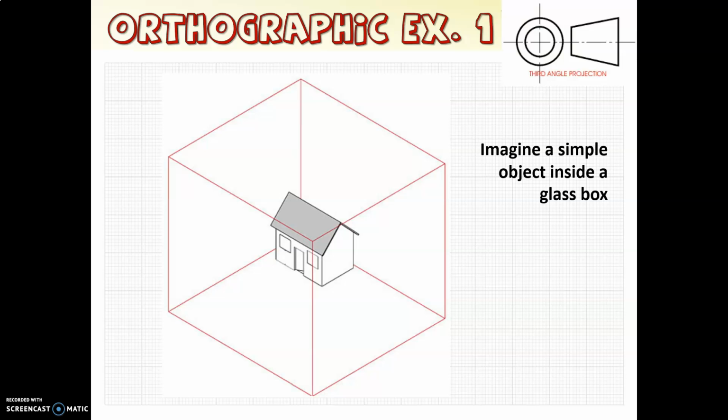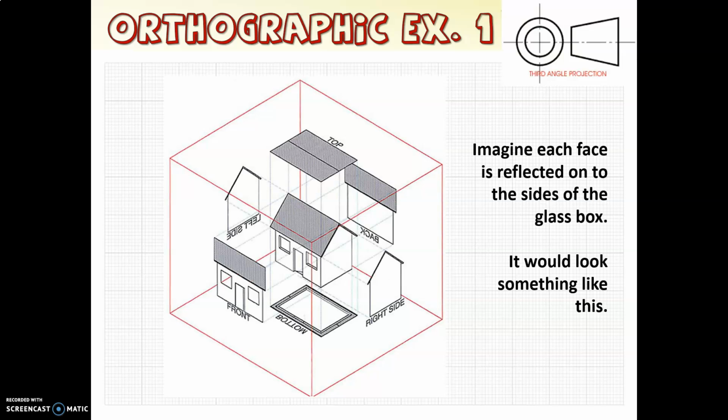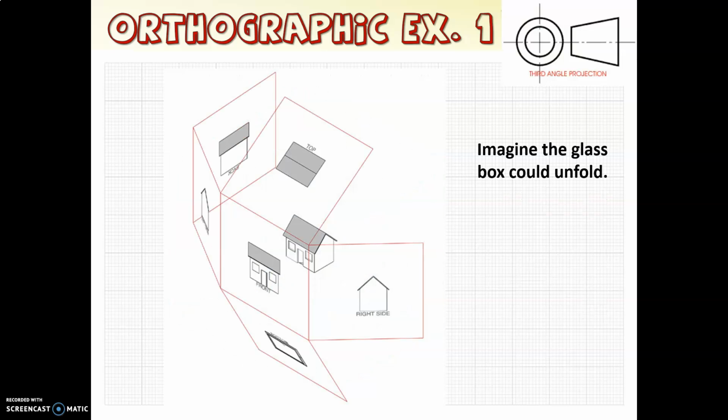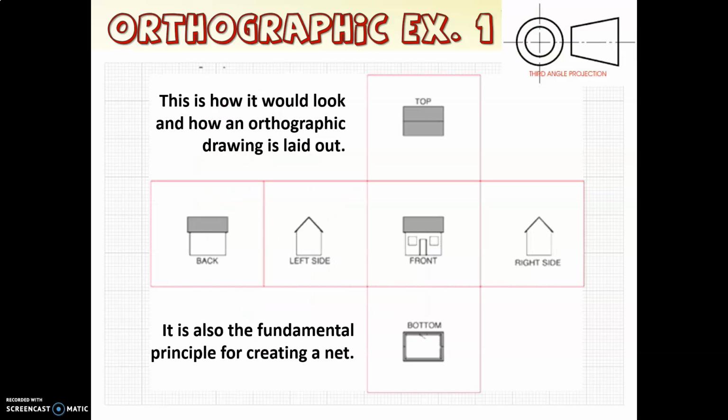Well, if you imagine an object inside a glass box, and then you reflect or expand those images out onto the sides of the box, it might look something like this. Then if you could unfurl the box, unwrap it, then you'd actually have what the orthographic drawing is laid out to look like. Everything's in line, things that are on top are on top and bottom on bottom, and so on. So this is the fundamental principle for creating nets and developments.